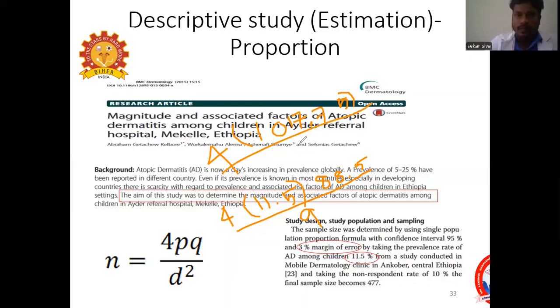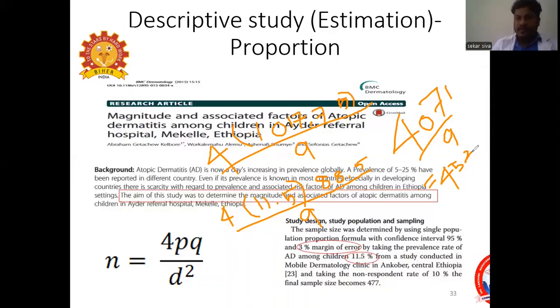Divided by 9. So 4 into 1017.75, that is 4071 divided by 9. The final answer is the required sample size is 452.